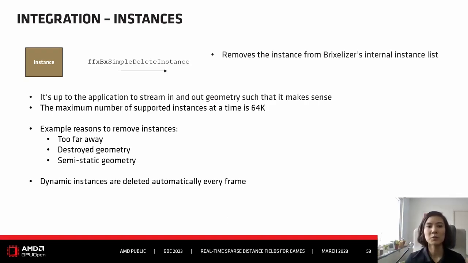And then on update, you simply delete the instance and create a new instance and put it into the static cascade again. But yeah, this is another reason to call the delete instance function. And this just removes the instance from Pixelizer's internal instance list. Really doing this appropriately is the responsibility of the application. So the application has to stream in and out the geometry such that it makes sense. There is a maximum number of supported instances that Pixelizer can handle, and that is currently at 64,000.